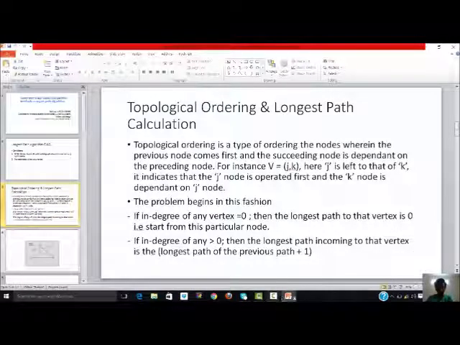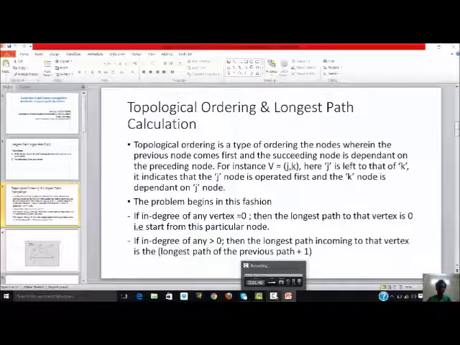The problem begins in this fashion. If the integrity of any vertex is 0, it is known that we should start the algorithm application from that node, or else it can also be told as the longest path to that vertex is 0. Then if the integrity of any vertex is greater than 0, the longest path of that vertex is the longest path of the previous vertex plus 1. So this is how we calculate the longest path of each node.